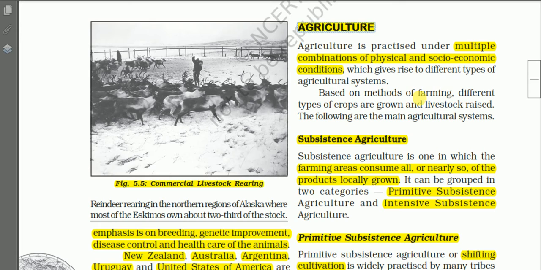Agriculture. Can you tell me the simplest definition of agriculture? Treatment of soil. Yes. So the simplest definition is tillage of soil. Actually, agriculture means tillage of soil. However, agriculture is more than the tillage of soil. So let us go in detail.